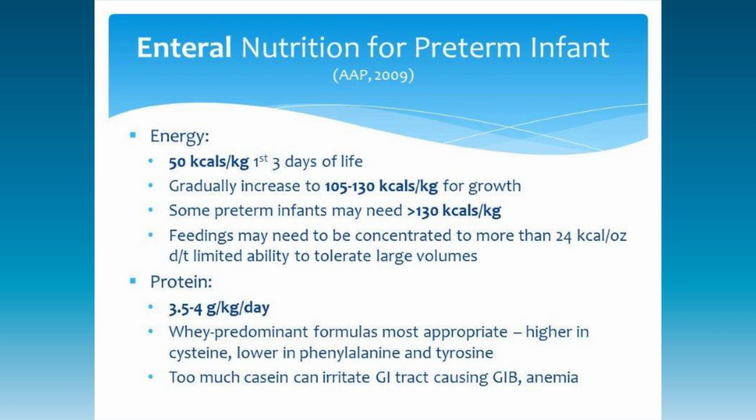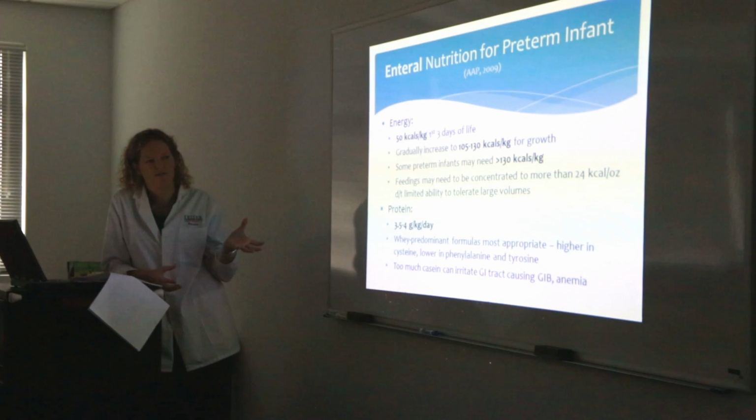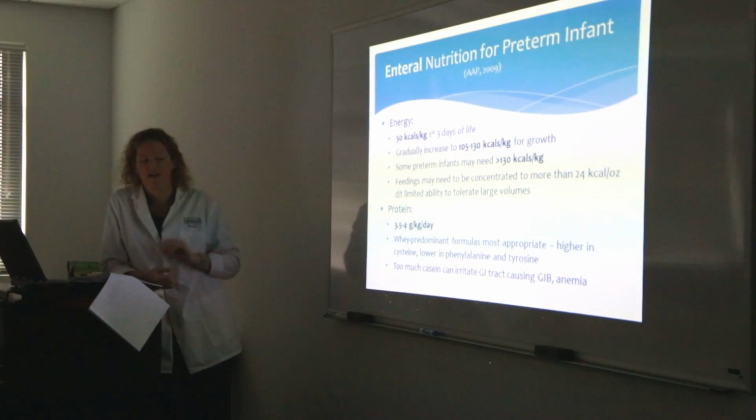Formulas for preemies are designed to be higher in cysteine because preemies are born with lower levels of cysteine and have a harder time making cysteine in their body. And preemie formulas are designed to be lower in phenylalanine and lower in tyrosine. That's because preemies have difficulty breaking those down, okay? So there are special formulas for premature infants, which we'll talk about.